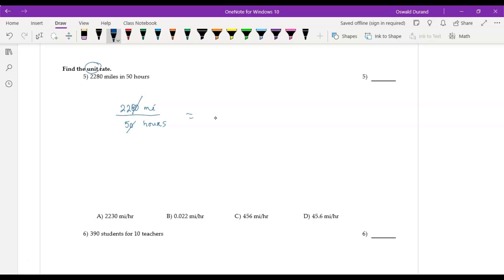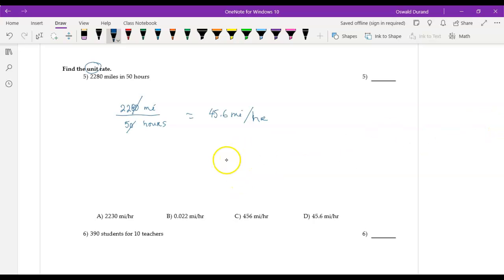So my answer for the unit rate is that the person is going to have 45.6 miles in 1 hour. Usually you don't put one, but you just put miles per hour. Okay, that will be the average rate for this one. So we have the answer.